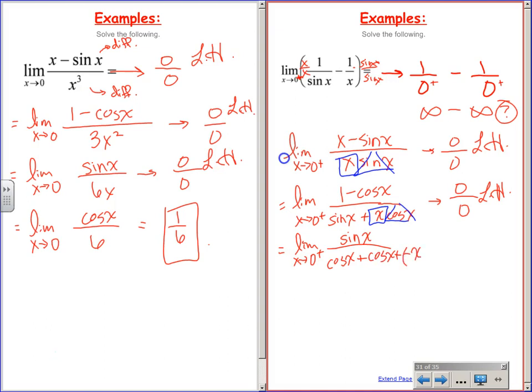Oh my goodness, you're getting good at derivatives. Go figure. Plug in. 0 over 2? Yes, 0. Why did I put an equals and I didn't put an arrow?